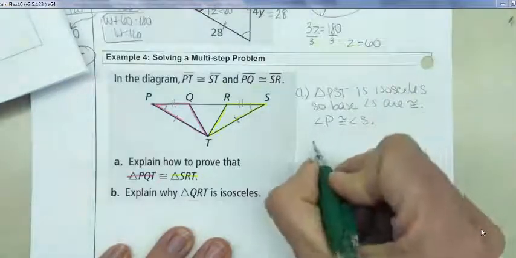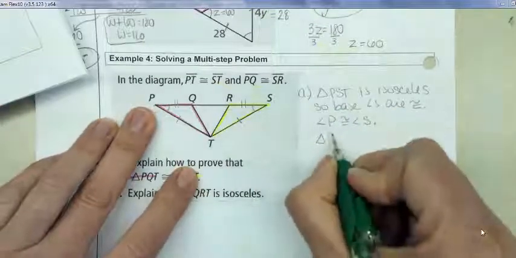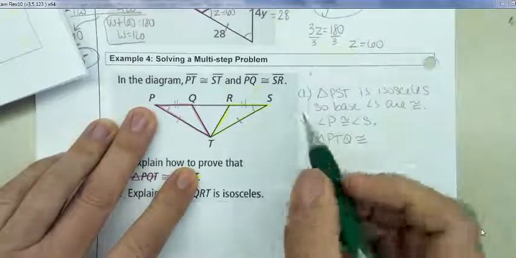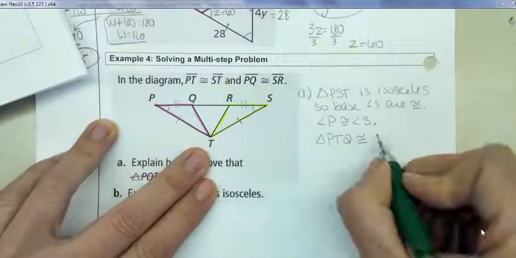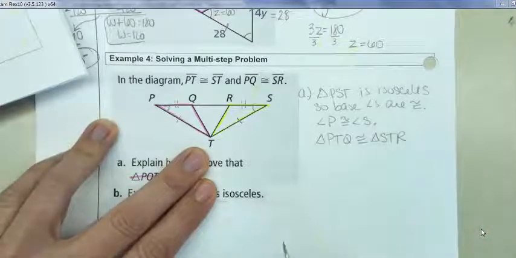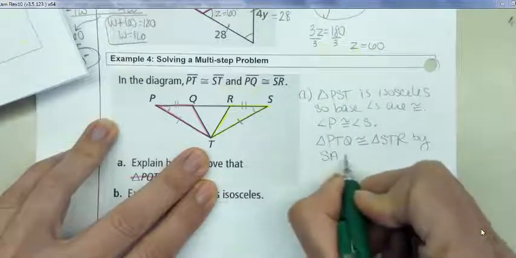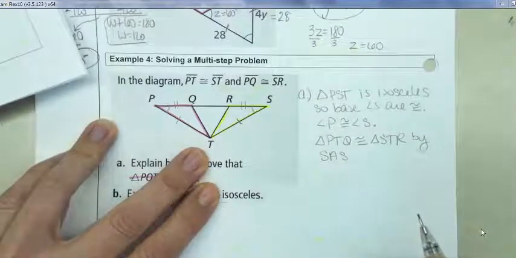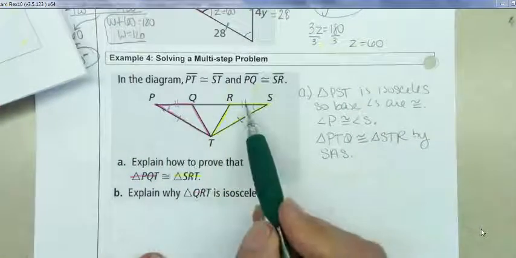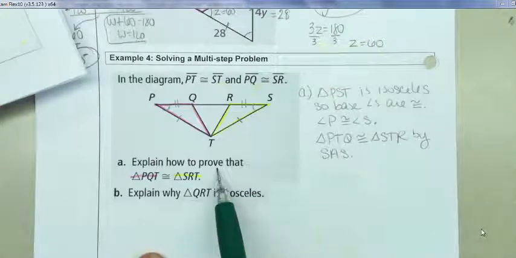Okay, next, we now know that triangle, let's see, I'll go PTQ is congruent to triangle, let's go STR, trying to put the corresponding angles in the same position. And this is by side, angle, side. Right? Because we have two sides and the included angle congruent to two sides and the included angle. Okay, so that's how we would prove it.